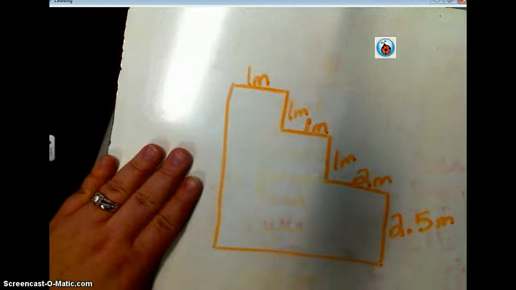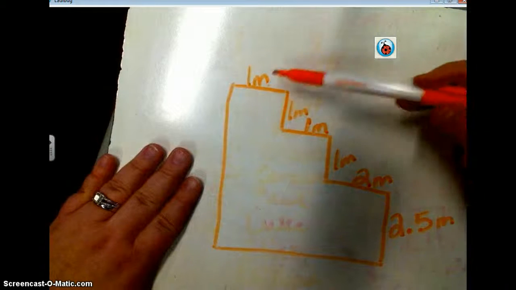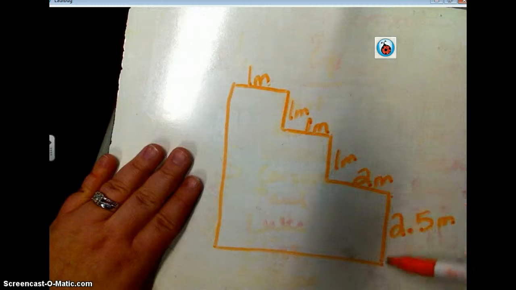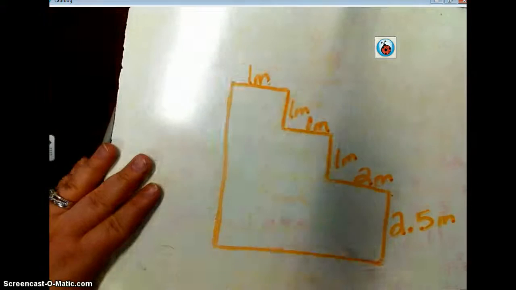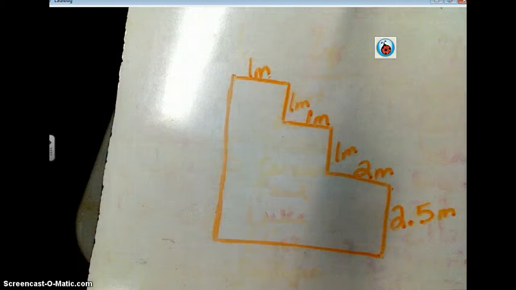So I have a shape that looks like this. 1 meter across the top, 1 meter down. 1 across, 1 down, 2 across, 2.5 down. Okay? You need to tell me the area of this entire shape. Think you can do it? Yeah. Go. You're doing it on your own right now.